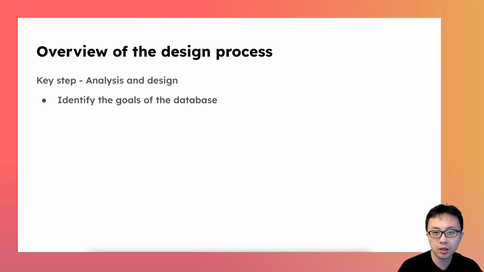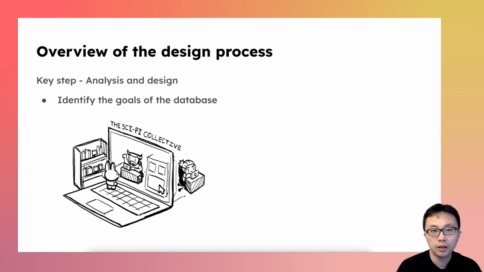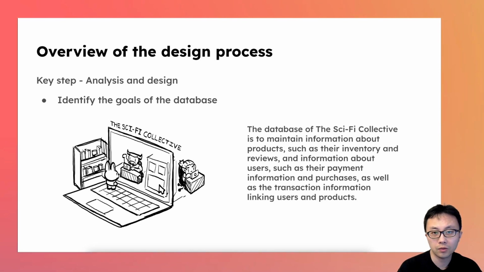Let's use the same example of the Sci-Fi Collective. If you do the hard work to interview the owner, manager, staff, and software developers, you may summarize the goal of this database as this. The database of the Sci-Fi Collective is to maintain information about products, such as their inventory and reviews, and information about users, such as their payment information and purchases, as well as the transaction information linking users and products. In short, that's a typical database for an online store.